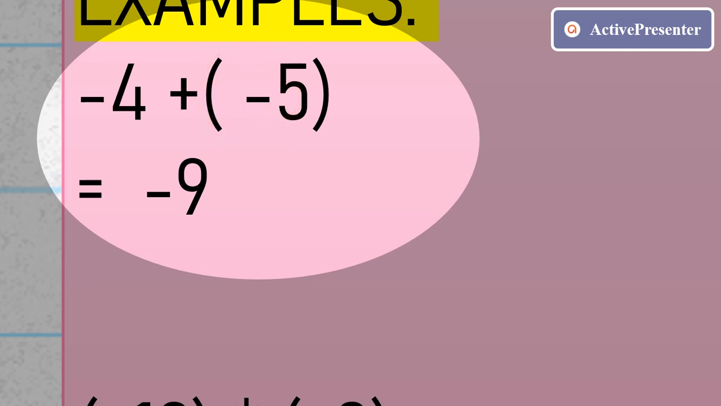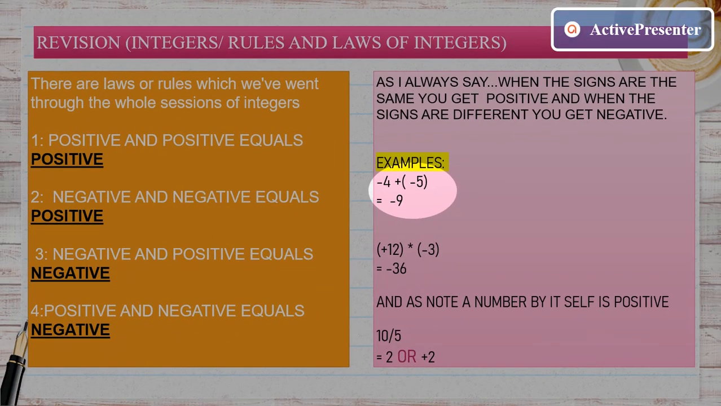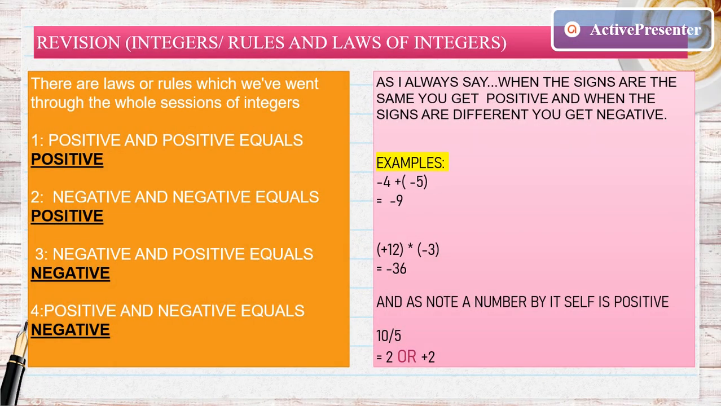So this would be the fourth law. Positive and negative equals negative. So this right here, the plus sign and the subtraction sign, when you follow the rule, you would get a subtraction sign in all. So you would have said -4 minus 5. When you do that, you would receive -9.